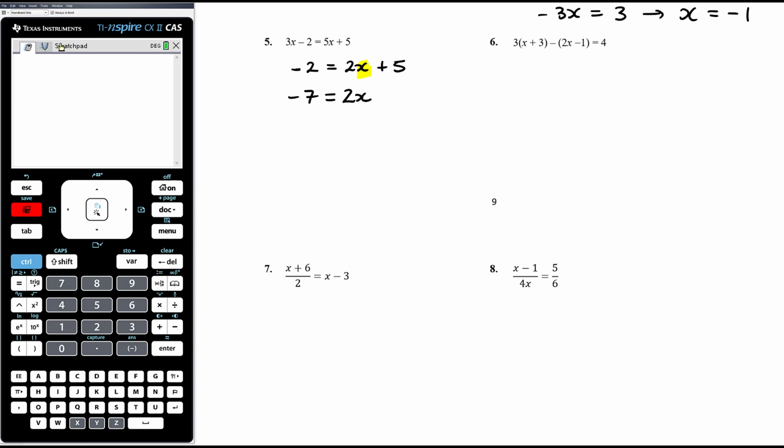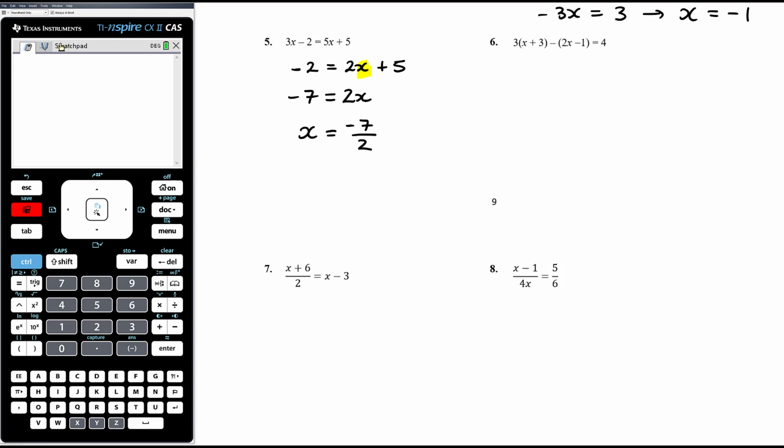And let's divide both sides by 2. I'm going to rewrite it in the other order, so I'm answering the question x equals something at the same time. So negative 7 equals 2x. We're dividing both sides by 2, so x equals negative 7 divided by 2. You can write that if you want as negative 3.5, but negative 7 on 2 is a simplified fraction. We can stop there.